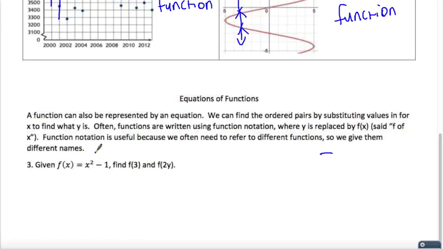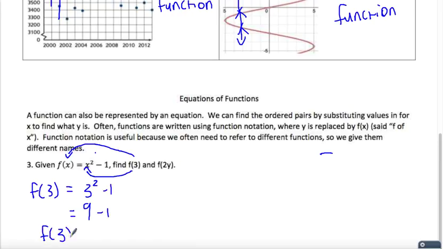So to evaluate a function, so f of 3, that means I'm going to substitute 3 in everywhere I see an x. And x only shows up once in this function. So f of 3 simply means I substitute 3 in for x. So instead of x squared, I have 3 squared. And I subtract 1, so that gives me 9 minus 1. So f of 3 is equal to 8.